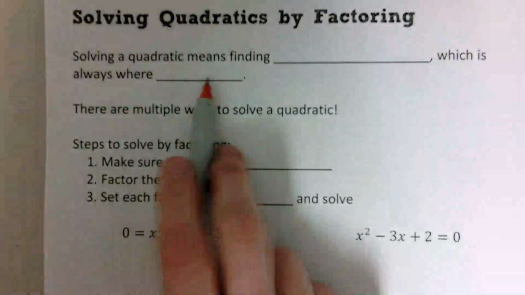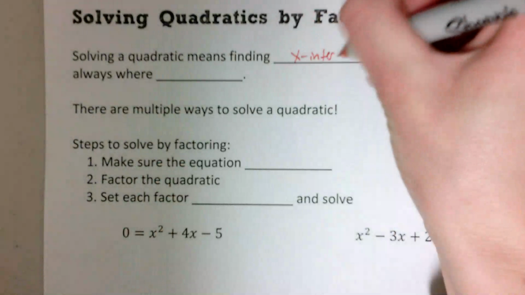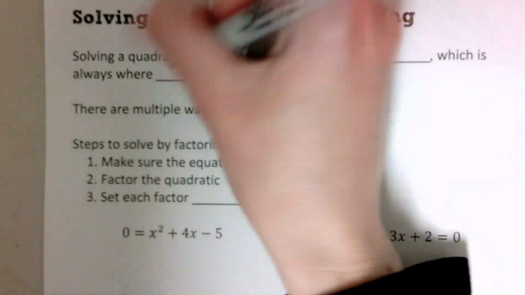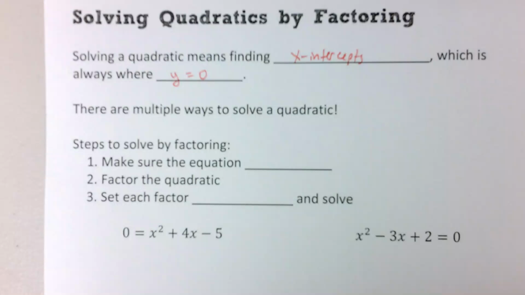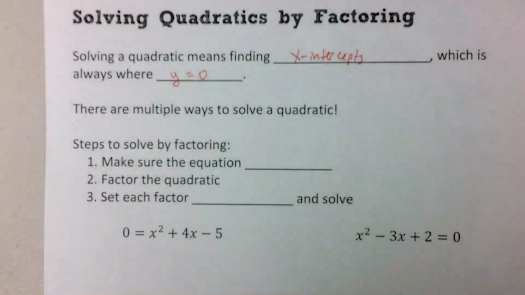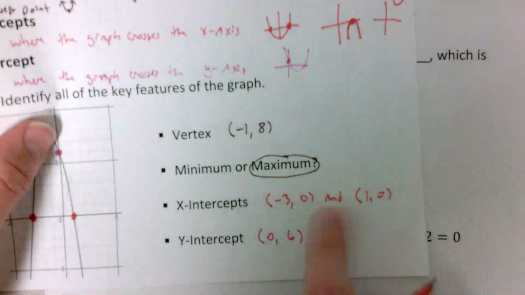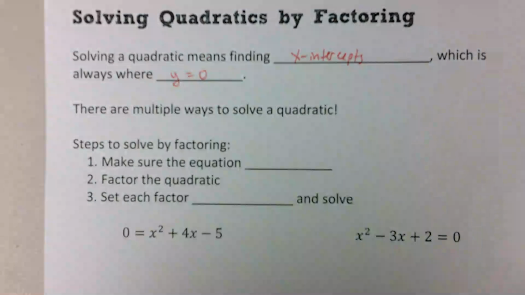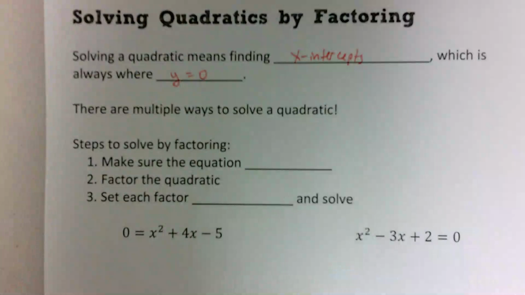So solving a quadratic means finding the x-intercepts, which is always where y equals 0. Anytime you have an x-intercept, and we looked at this when we looked at how to find an x-intercept, whenever you have an x-intercept, it's always a point where the y-coordinate is 0, okay? So that's what we're looking for. We're looking for points where the y-coordinate equals 0. We're going to use that to help us solve.